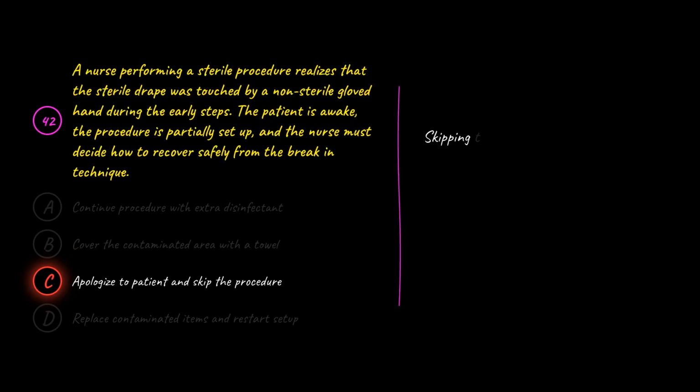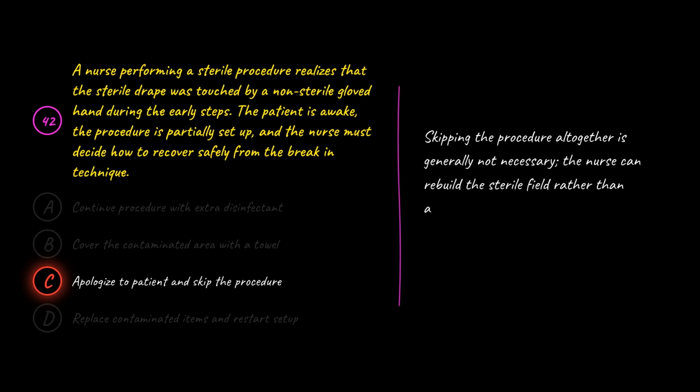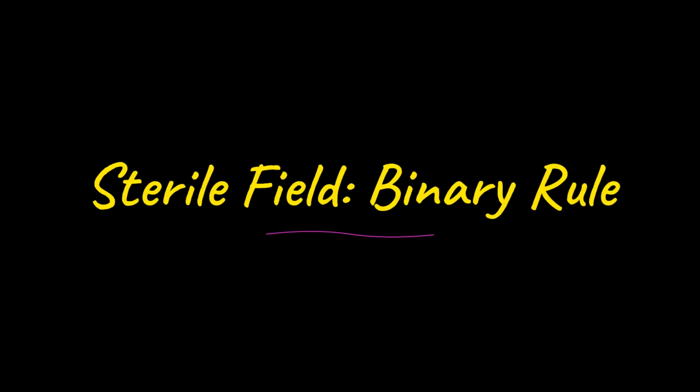C is wrong because skipping the procedure altogether is generally not necessary. The nurse can rebuild the sterile field rather than abandon care. The patient still needs the planned procedure, just with new sterile setup and equipment. When a sterile field is compromised mid-procedure, there is only one correct response: stop. Discard the contaminated items and rebuild a fresh sterile setup.